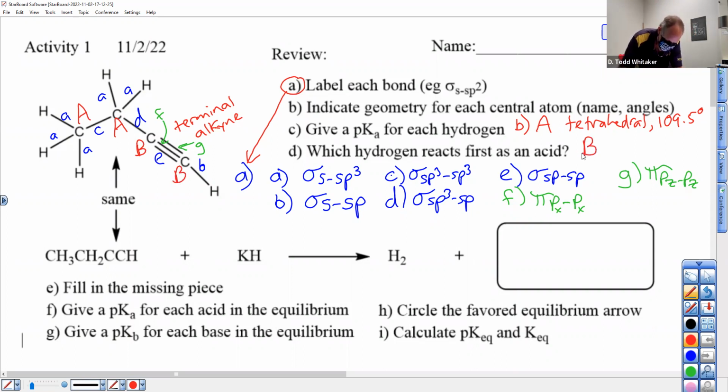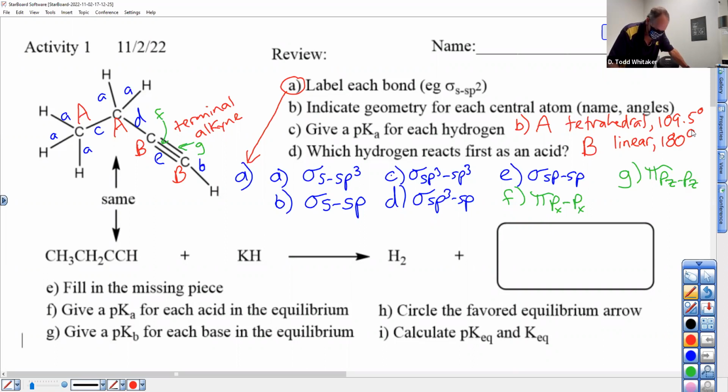Big B, what's the name of the geometry? Linear, yeah. And what's the angle for linear? Yeah. 180.